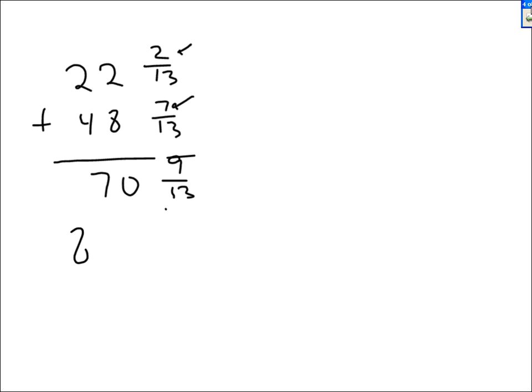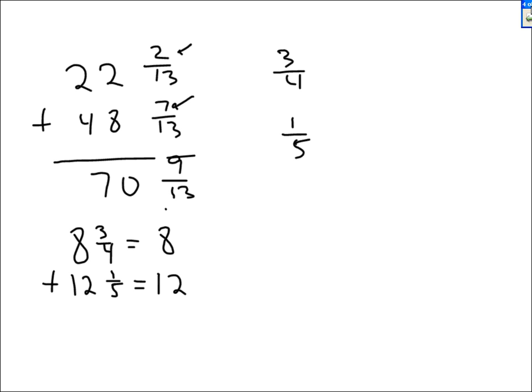If you wanted to do 8 and 3/4 plus 12 and 1/5, first, you have to write these with common denominators. 3/4, 1/5. The first common multiple is 20. 4, 8, 12, 16, 20. Remember, anything that ends in a 5 or a 0 is on the 5 table, and nothing else. Only numbers that end in 5 and 0 are on the 5 table. 4, 8, 12, 16. I'm waiting to get a number that ends in a 5 or a 0.